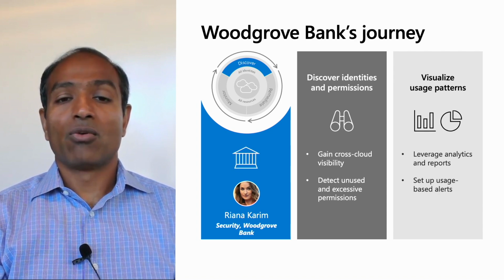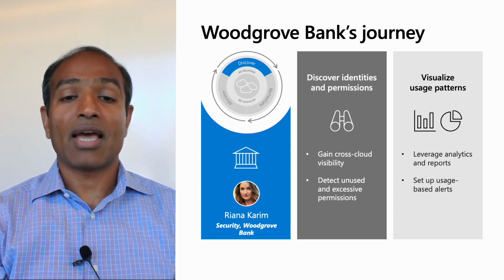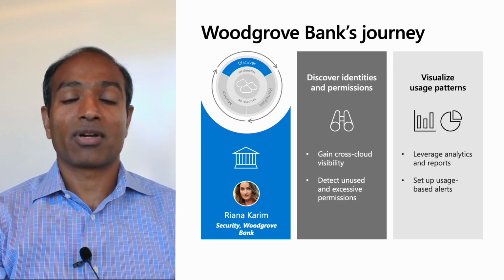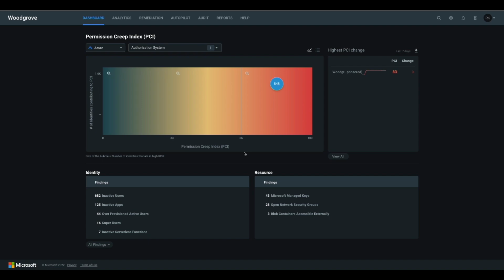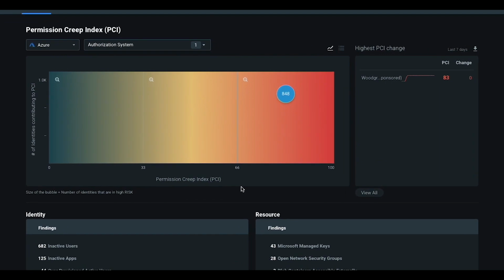First, we'll show you how Rihanna takes a data-driven approach to discover and assess the sprawl of identities and their permissions across her cloud environments. And then we'll see how she learns about what those identities are actually using for their day-to-day operations. First, Rihanna navigates to the Entra admin center at entra.microsoft.com and then to permissions management. She lands on the permissions management dashboard. Here, she can get a big picture view of the identities and their permissions across her multi-cloud environment. She's currently looking at her Azure environment that counts a total of 848 identities.